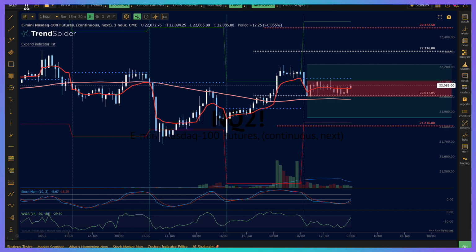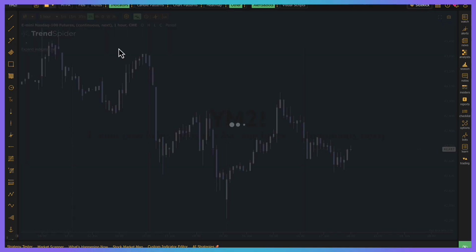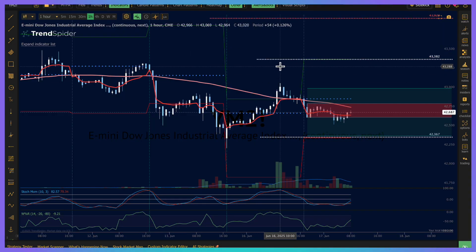Another place that absolutely looks atrocious. You could buy the breakout of this range, but nothing tells you it's going to hold. It's atrocious. Terrible price action for me, looking for an edge.